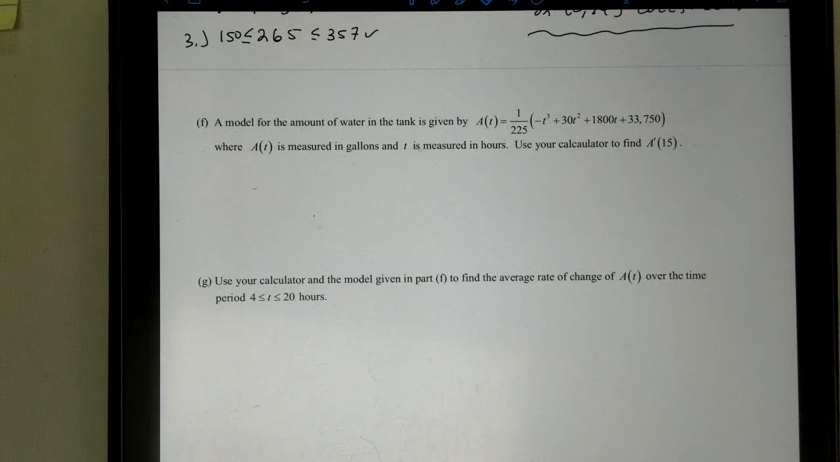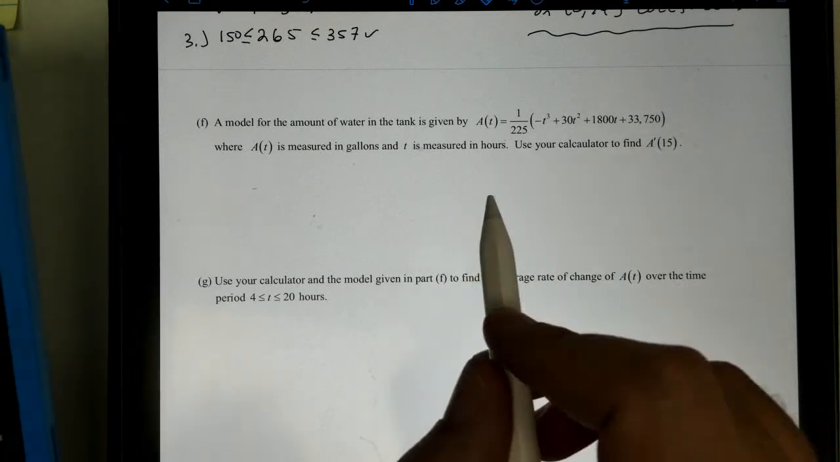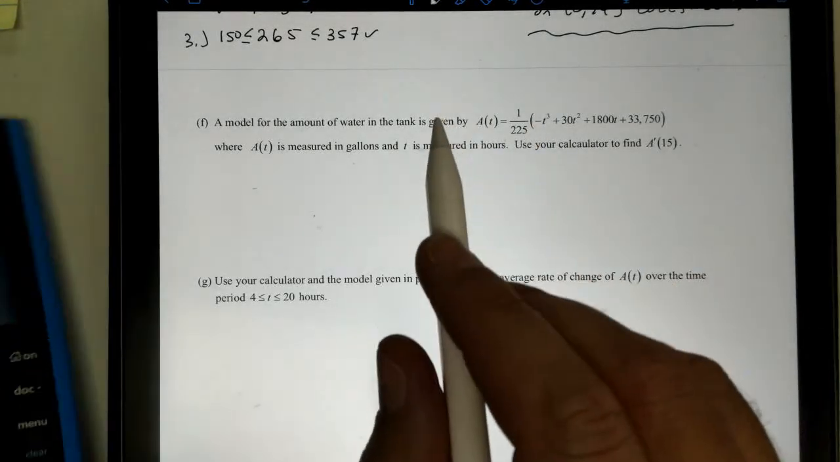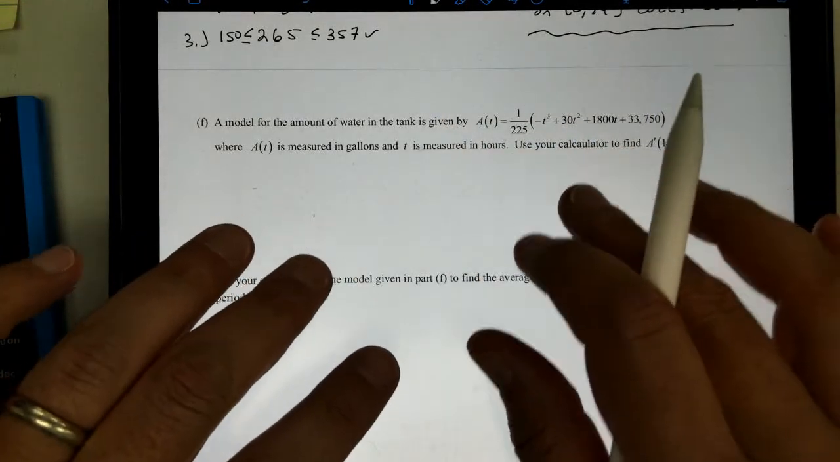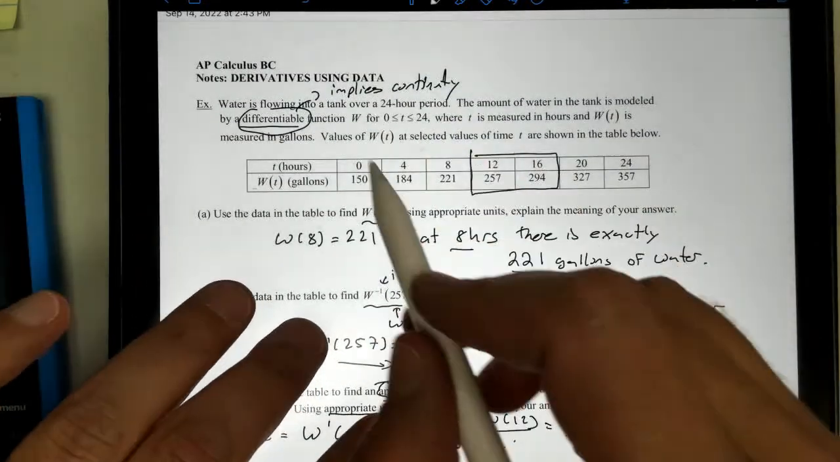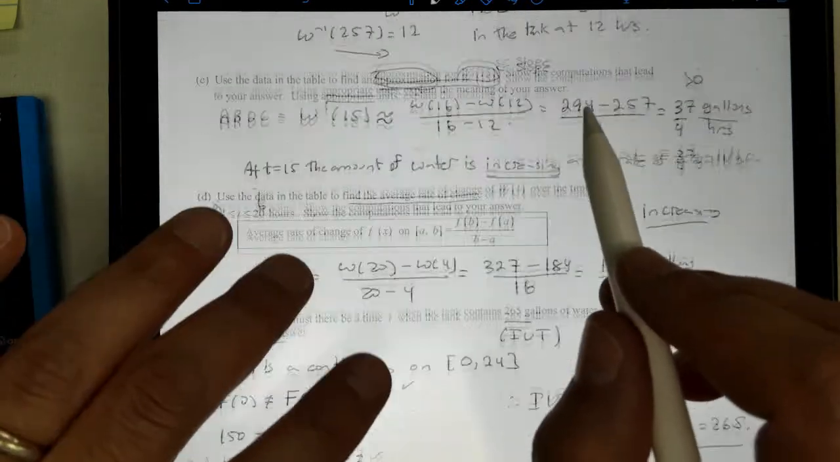All right, good morning. So we are going to finish up this one. This is going to be an amazing video. We're going to learn how to use the calculator a little bit on this one. So this is a continuation of our question here dealing with water flow.